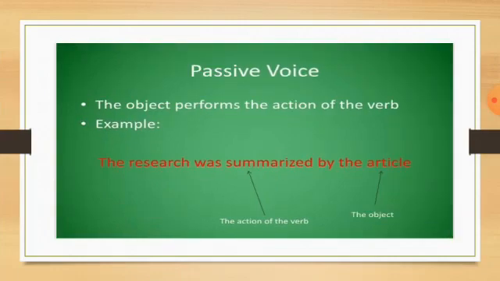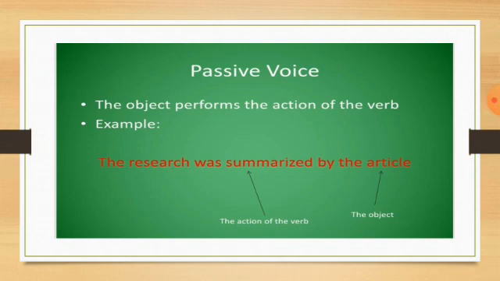Here you see the research was summarized by the article. So summarized is the action of the verb, right? And it is performed by the article, that is the object. The article is the object, isn't it? So it is passive voice. Clear? Alright.